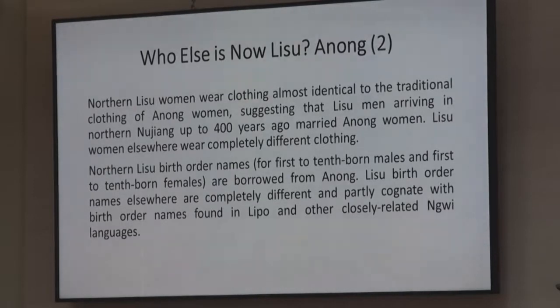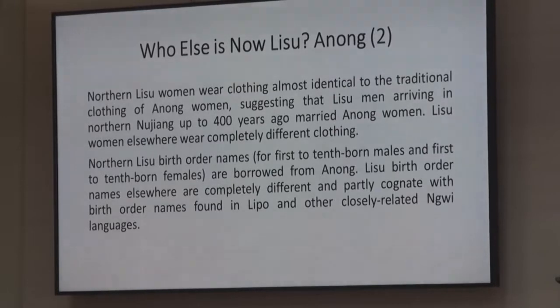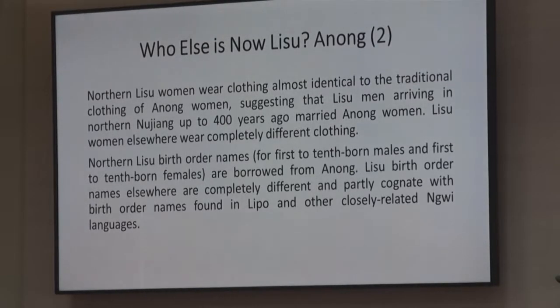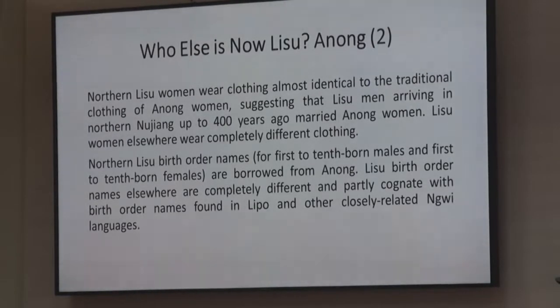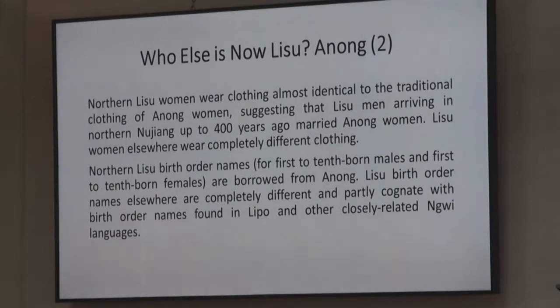The Northern Lisu, the people who are now recognized as Lisu in this area, live in an area formerly populated by the Anum. Their women wear clothing that is identical to the traditional clothing of the Anum, suggesting that most of the wives of the Lisu men who arrived 400 or 500 years ago in this area were Anum. Lisu women elsewhere wear completely different clothing. Lisu also has some lexical material and other things from culture and the language of the Anum.